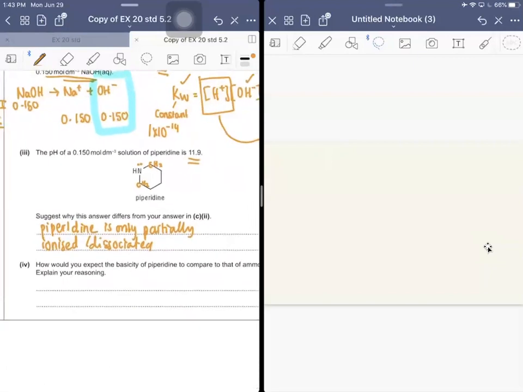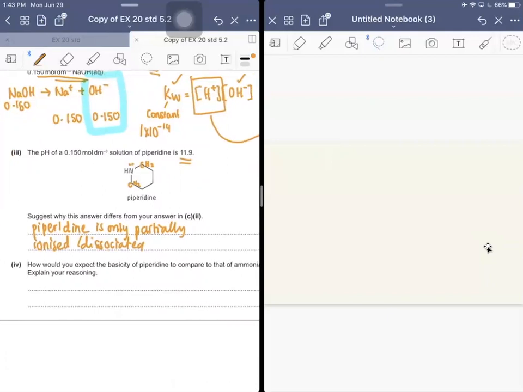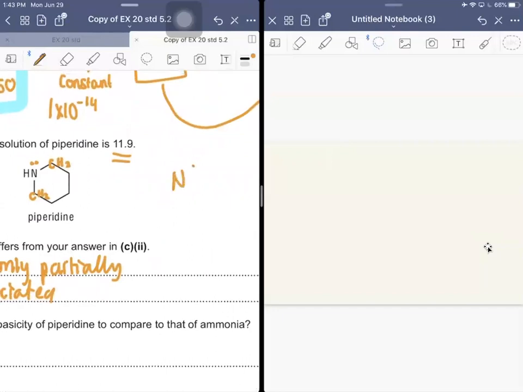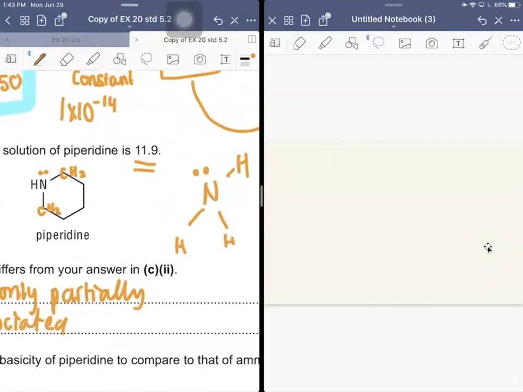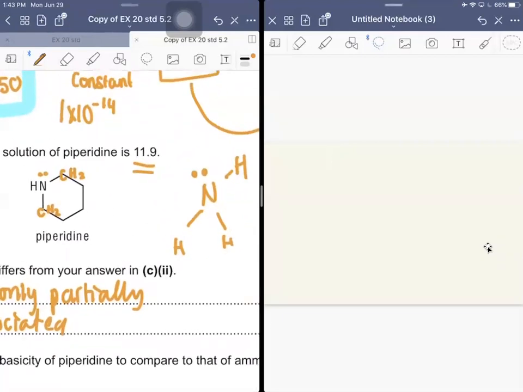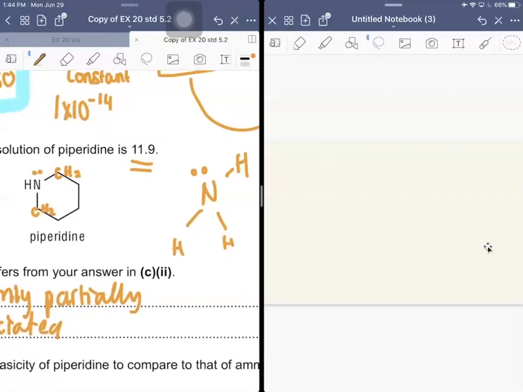How would you expect the basicity of piperidine to compare to that of ammonia? Both piperidine and ammonia are bases. They are organic bases, therefore you would imagine that both of them are weak acids. Weak bases, sorry, my bad. Now, in ammonia, you've got 3 hydrogens attached around it. Okay, no effect.